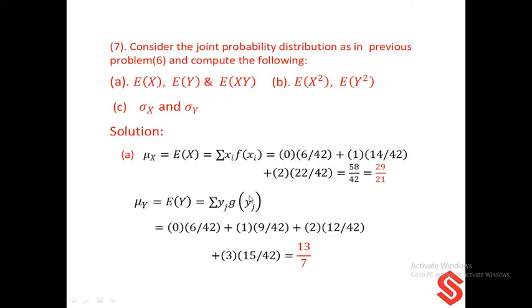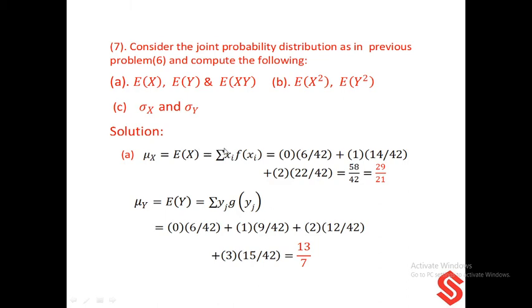Next, seventh problem. Consider the joint probability distribution as in the previous problem, that is problem 6, and compute the following: A, expectation of x, expectation of y, and expectation of xy. Then B, E of x square, E of y square, and C, sigma x and sigma y.